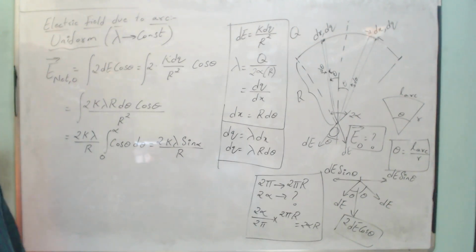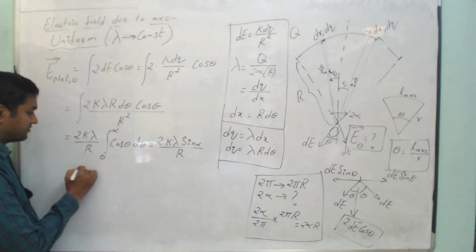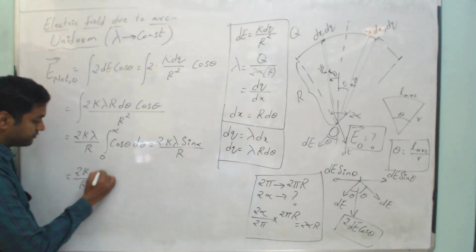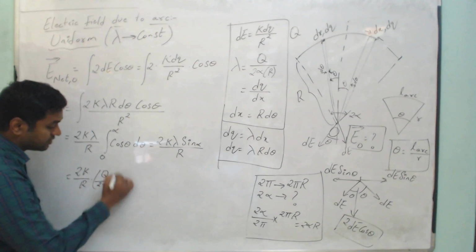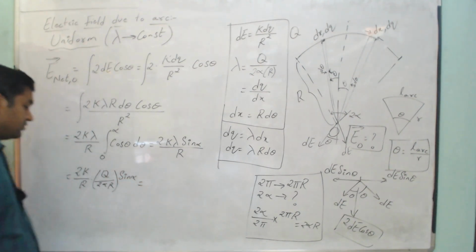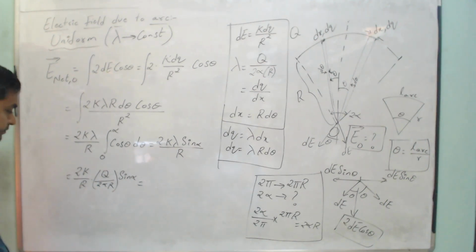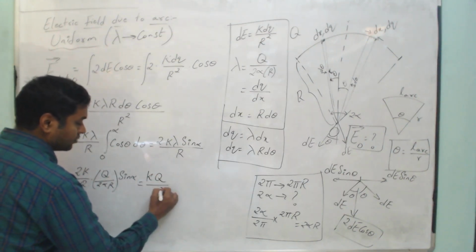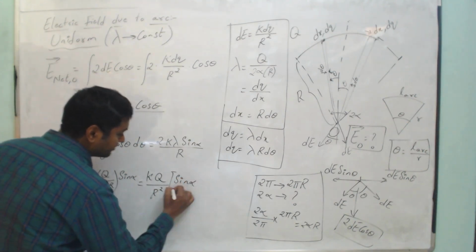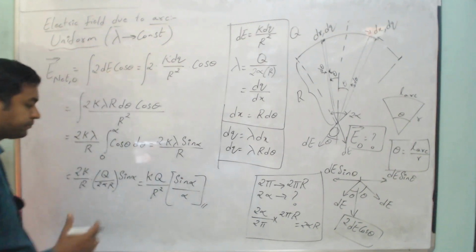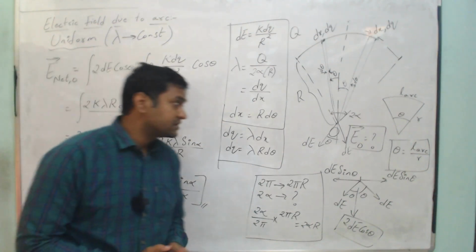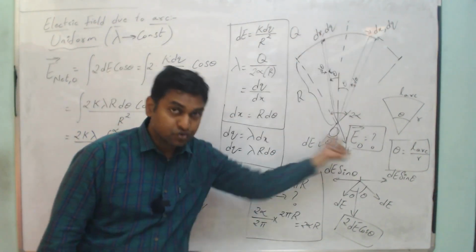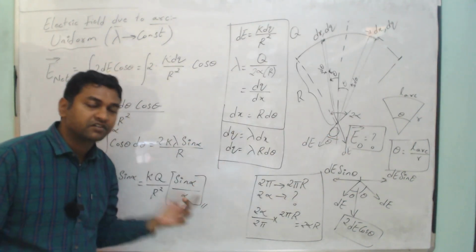And lambda is q by 2 alpha into r. So I'll have 2k by r into lambda, which is q by 2 alpha r, into sine of alpha. Basically 2 will get cancelled. So I can write this as kq by r square into sine alpha divided by alpha. So this is easy to remember, but it is important to remember that in this case I have taken the angle subtended by the arc as 2 alpha. So I got sine alpha by alpha.